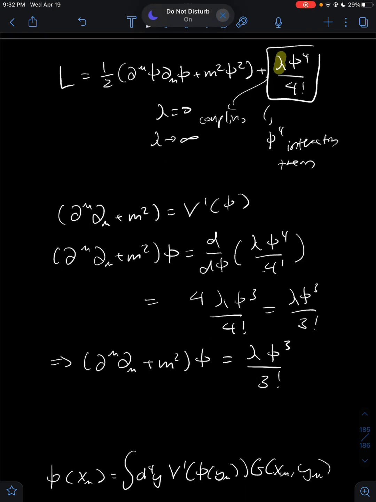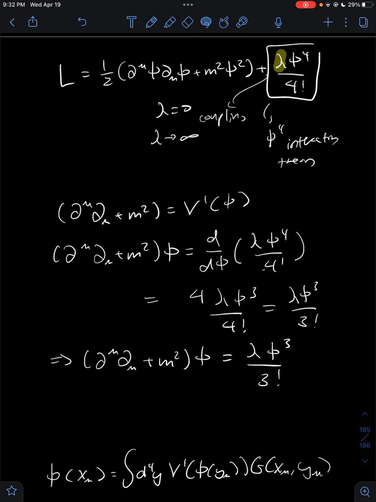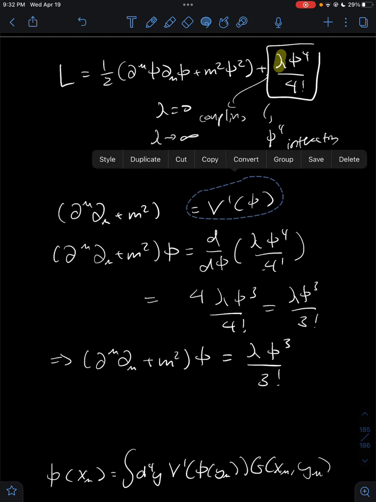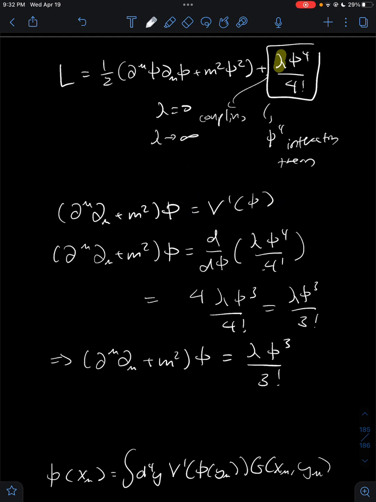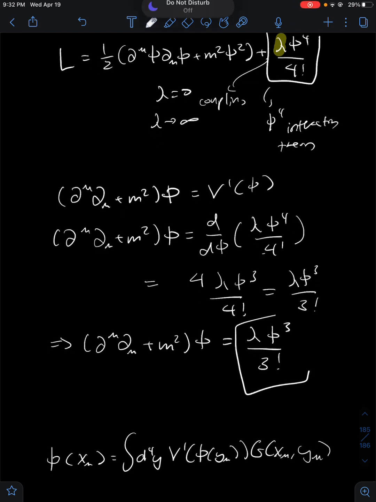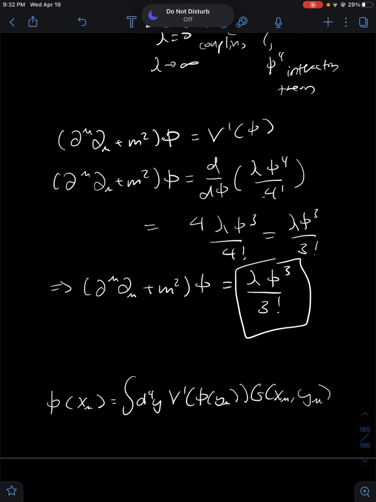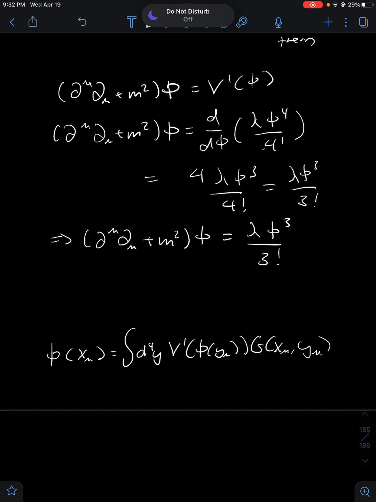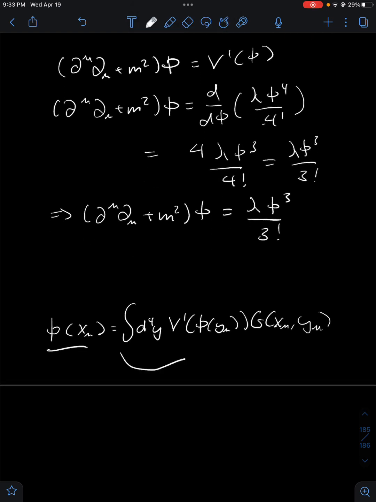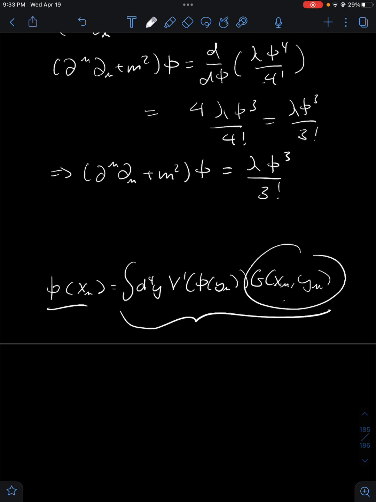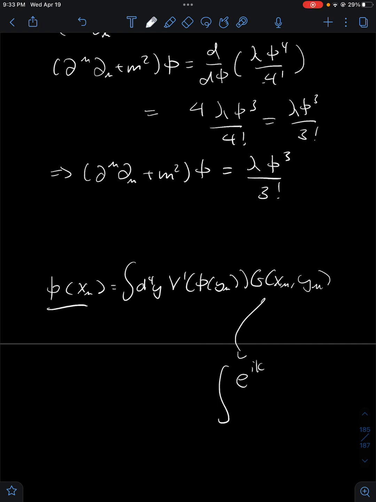And now we can apply everything from the last video to the phi-4 theory. So again, the Klein-Gordon equation is going to be this over here for the interacting field, and we can just plug in what V prime of phi is going to be. It's going to be this right over here, and this is going to be our interacting Klein-Gordon equation. And then we know that our solution is going to be this over here, where G of x^mu, y^mu is just the Green's function, which was the integral of e to the i k_mu (x^mu minus y^mu) divided by k_mu k^mu plus m squared.